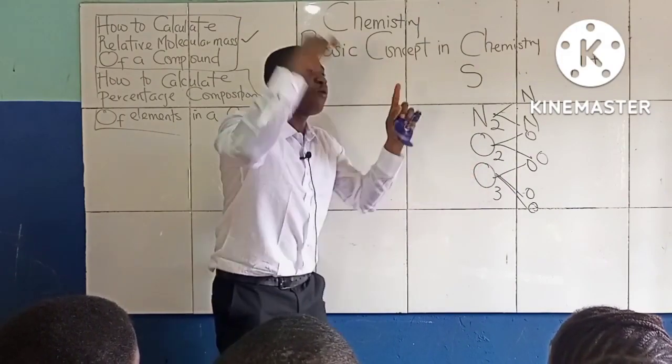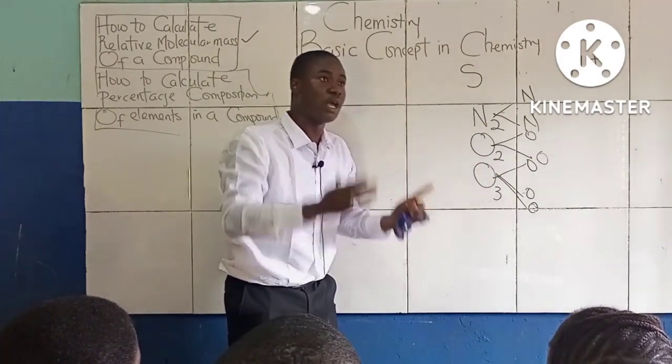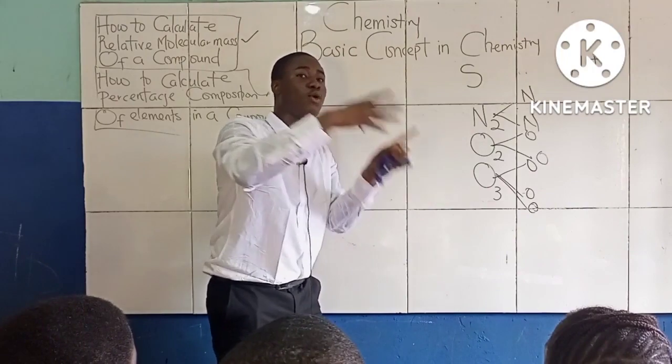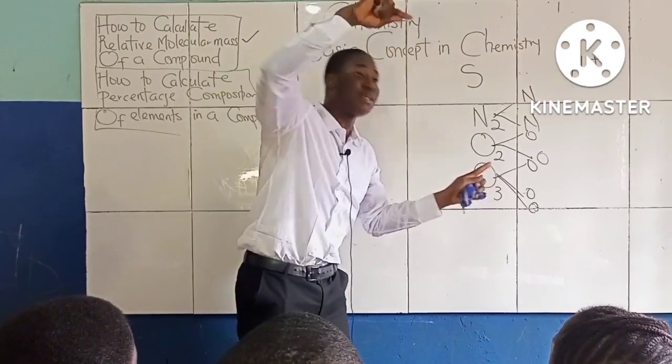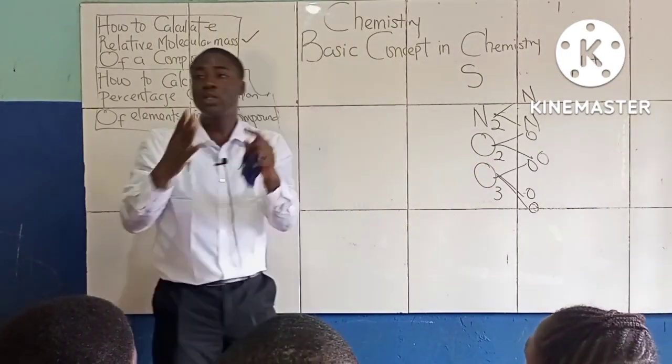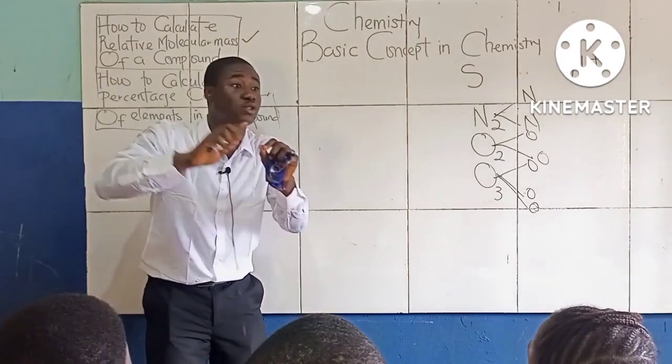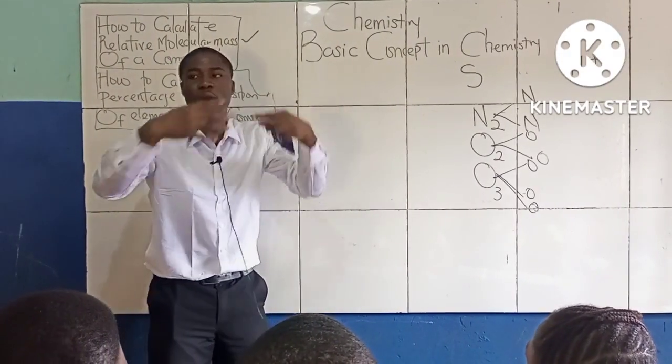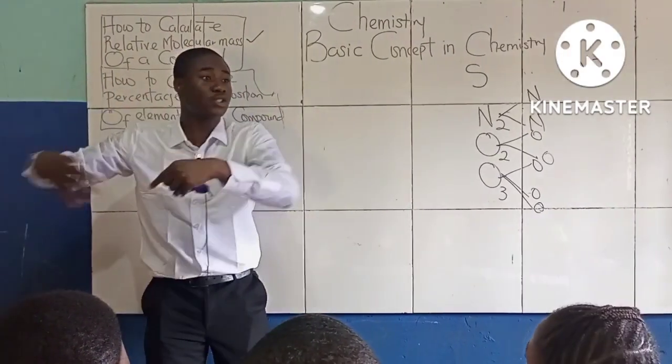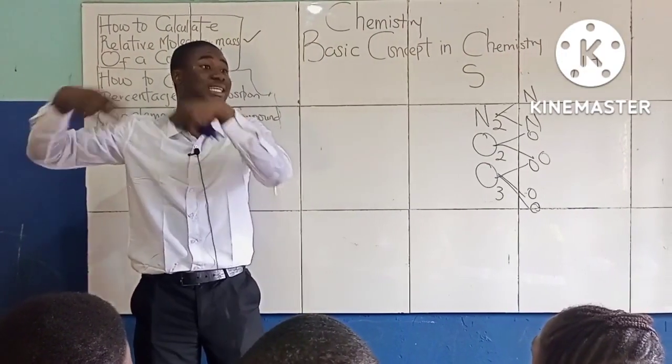Meanwhile, looking at this, what will this guy be called? Will he be called oxygen molecule or oxygen atom? Oxygen molecule. Because I told you guys that for us to get a molecule, we need at least how many atoms? Two atoms. So it means that a molecule can be formed from three atoms, four atoms, five atoms, like that, as the case may be.